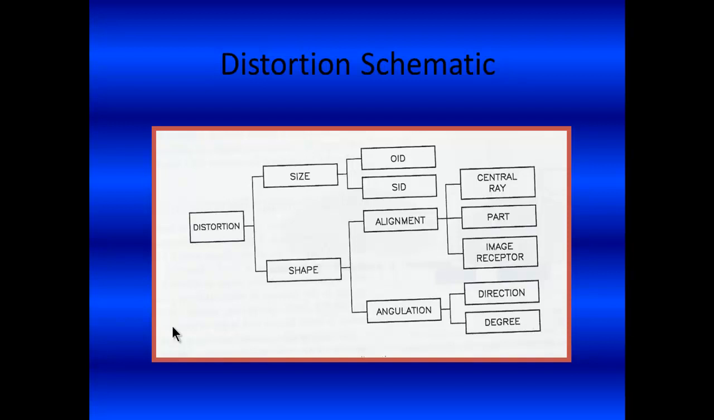Pay attention to this schematic. It's a very nice way of realizing that distortion breaks down into size and shape. Size is based on OID and SID, which we saw will change our magnification levels. Shape can then break down into how our alignment is, in other words, the central ray compared to the part, and the angle of the tube. When it comes to shape, when we angle our tube, in other words, the direction and degree, we're talking about changing the shape of the image.